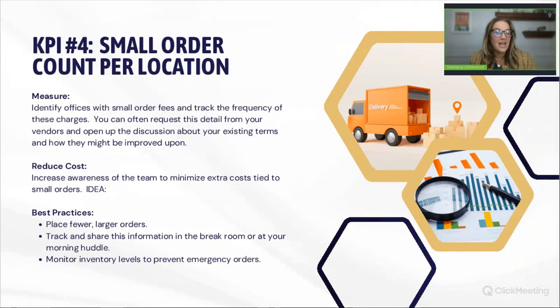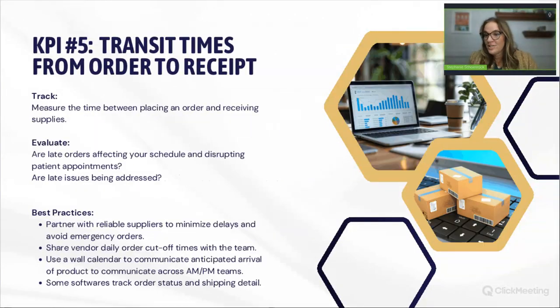Another KPI is that small order count per location. Kind of bounces off of that last slide. Place fewer and larger orders, track and share this information, and monitor inventory levels to avoid emergency orders.